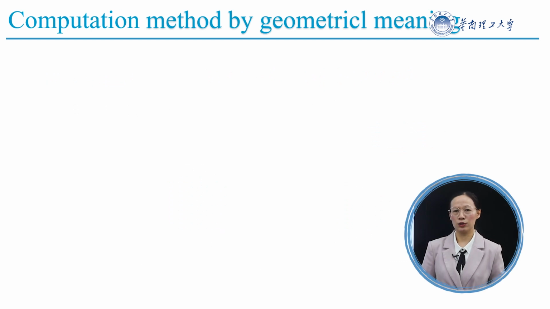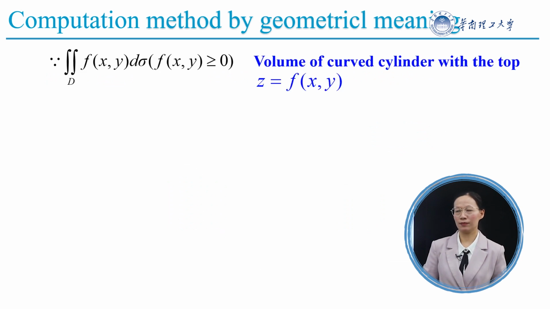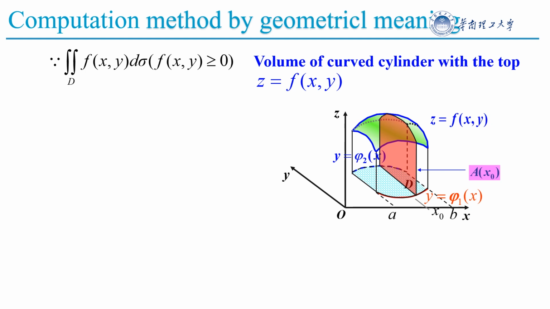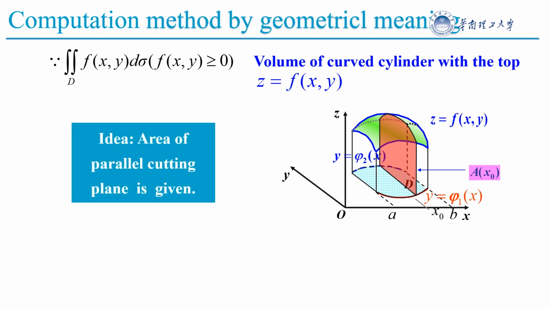Now we give the computation method of the double integral by its geometrical meaning. If f(x,y) is greater than or equal to 0, the double integral of f(x,y) on D represents the volume of the curved-top cylinder under the surface z equals f(x,y) and above the region D. Now we calculate the volume of the curved-top cylinder from a different angle. The areas of parallel cutting planes are used to calculate the volume of the cylinder.